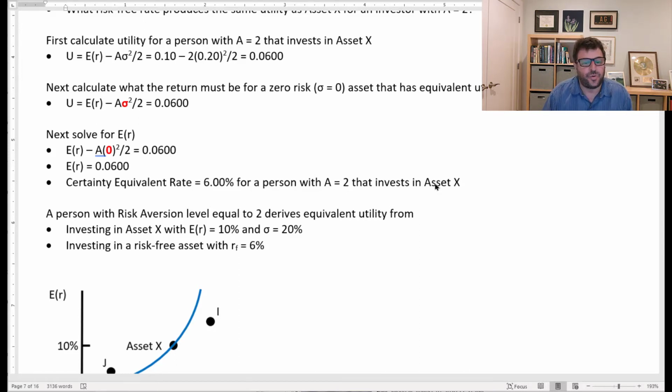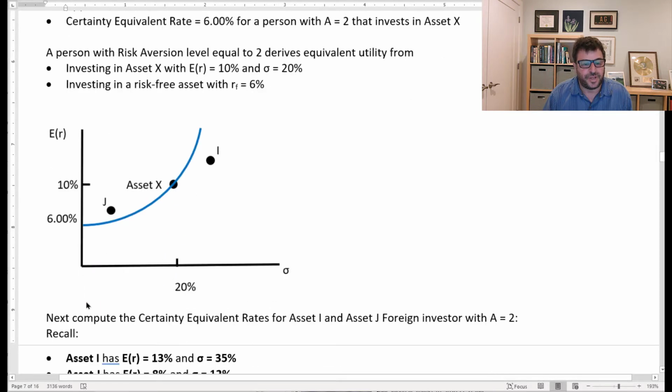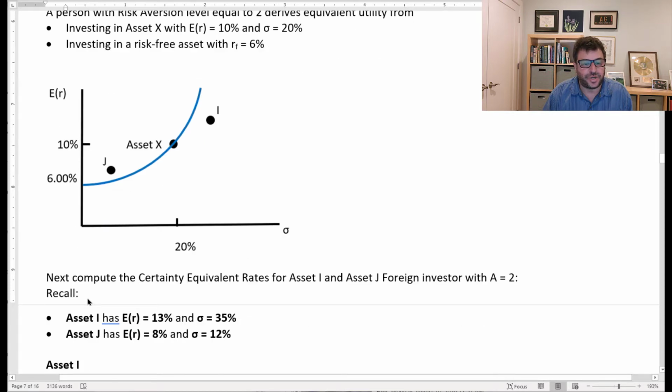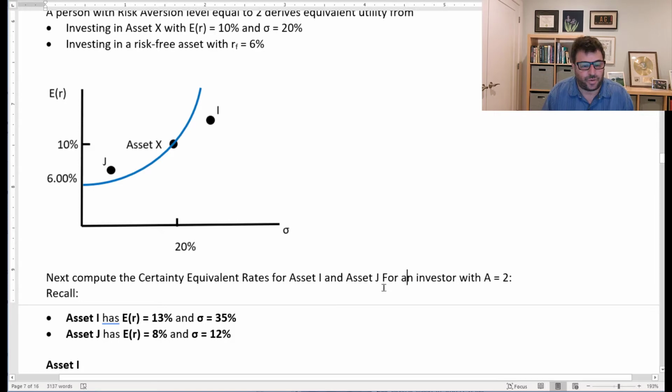This person would be indifferent between investing in asset X and earning 10% with 20% risk and earning risk-free 6%. And we can see that this lies on this same curve. The next thing we can do is compute the certainty equivalent rates for assets I and J for an investor with A equal 2.